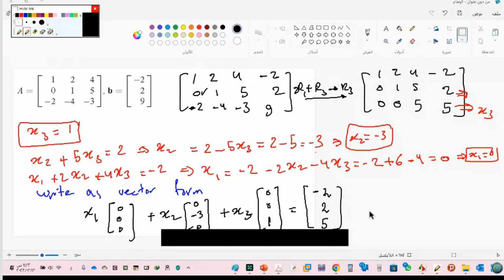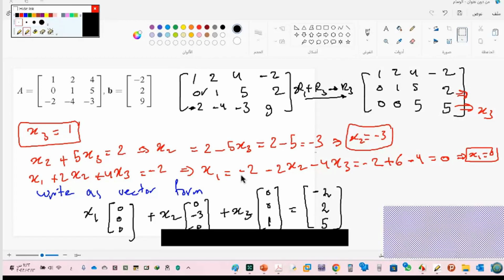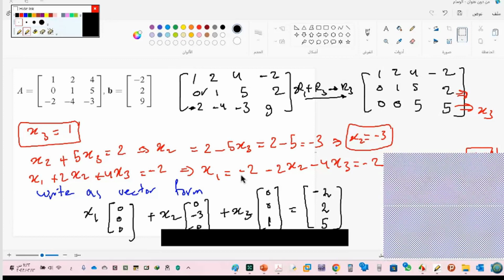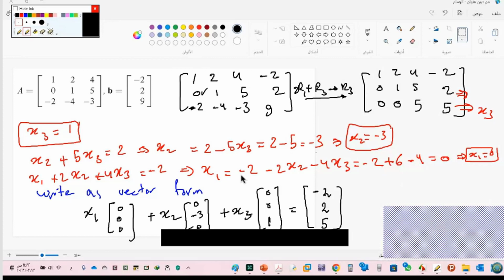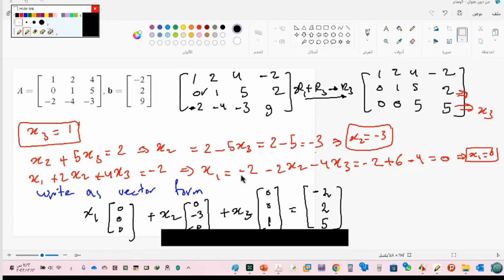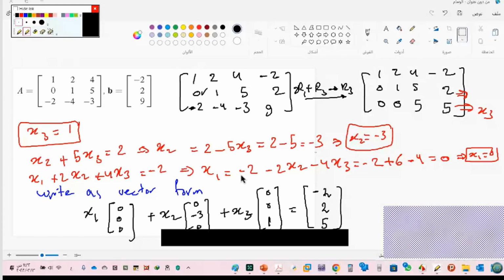By the way, I will solve this question and upload it to you on UBIS. You can see the full answer for this question on UBIS. Any question again for this one? I guess it's easy. As you see, if he asks me to solve, I must solve. If he asks me just to write, I have to write the formulas in this way.